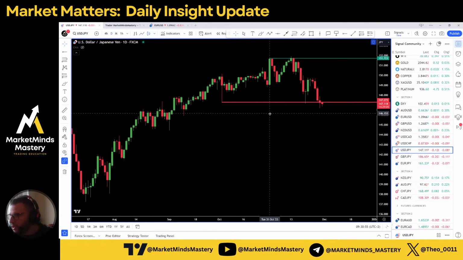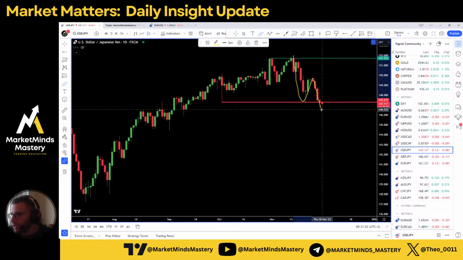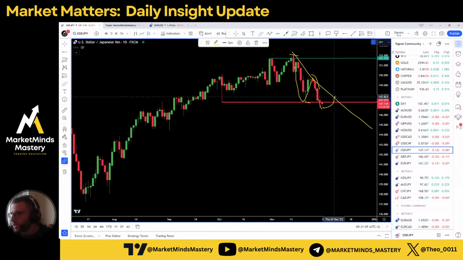Next one, USD/JPY. Finally, we are breaking below this low here. So a new trend looks like it is establishing. We have lower high, lower low. Let's see how this will develop, if it's going to give us some entries to short it.